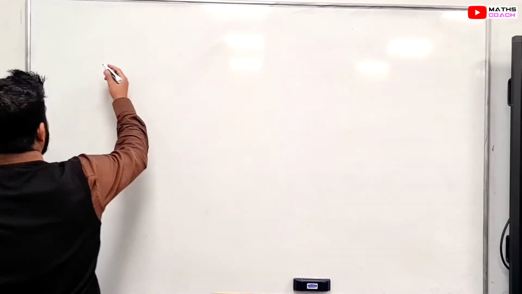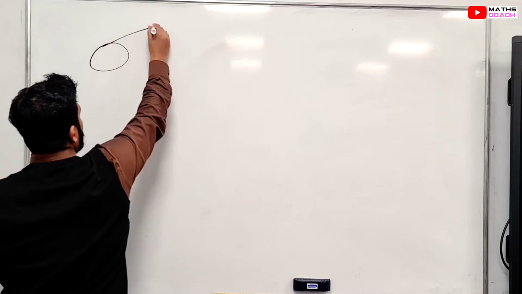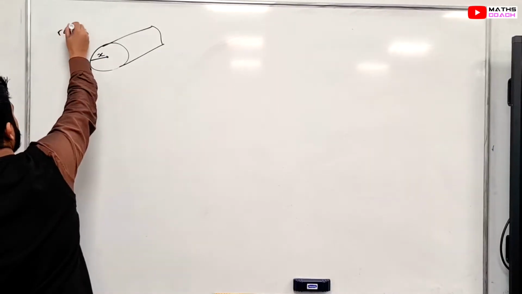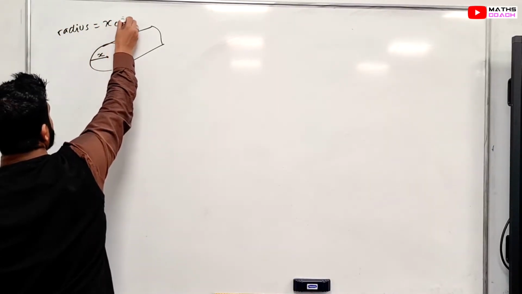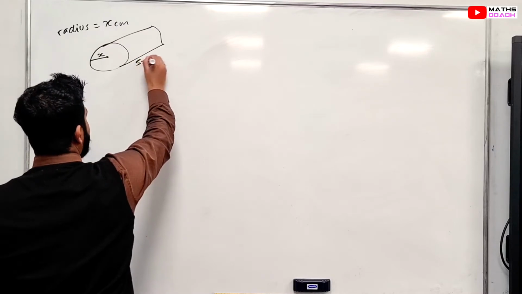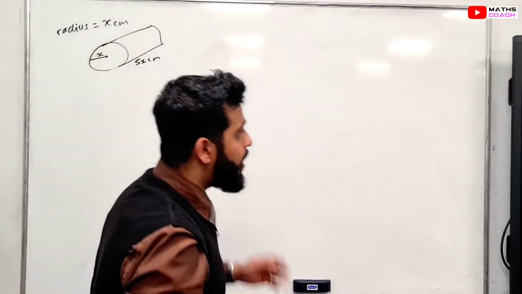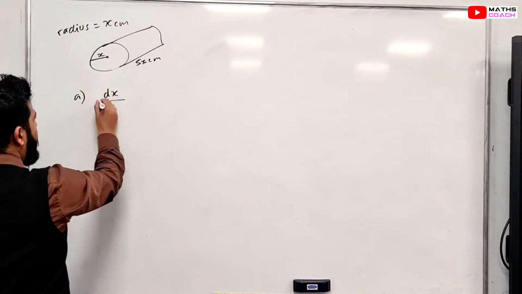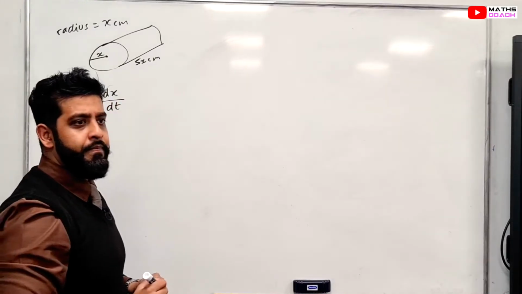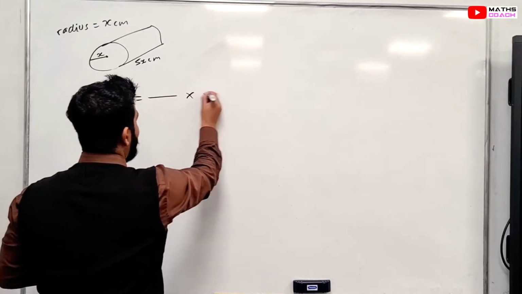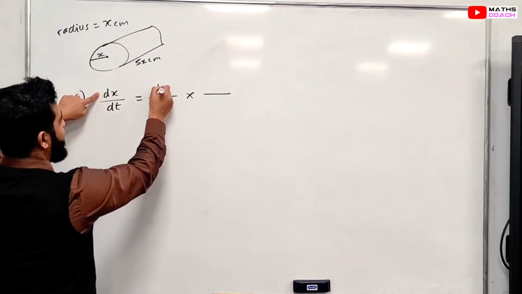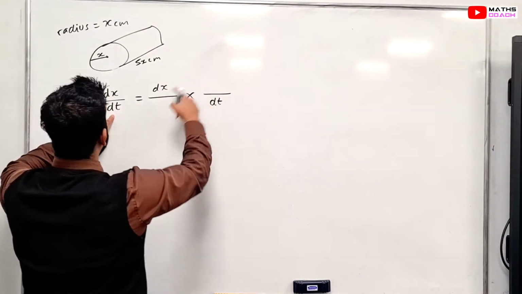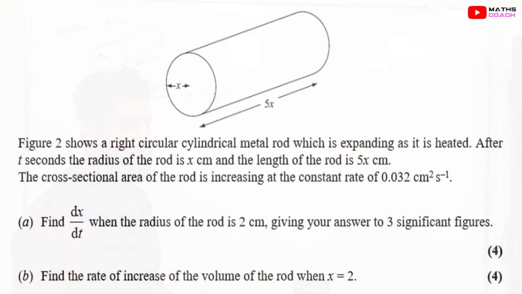So let's write down some things that we know. We are dealing with this cylinder here. We are told that the radius is x centimeters and the length is 5x centimeters. What we're looking for in part A is dx over dt. So let's do what we did previously and use our chain rule. Here we'll go dx and here we'll go dt, so here and here we will find something to use as a replacement. But let's read the question.